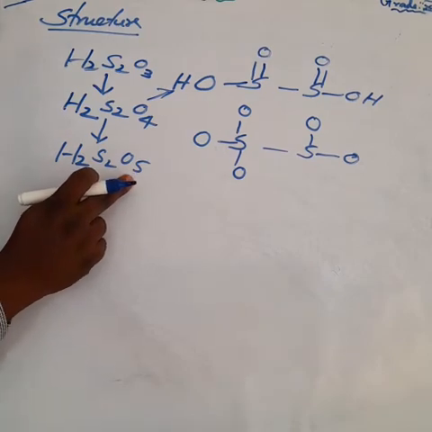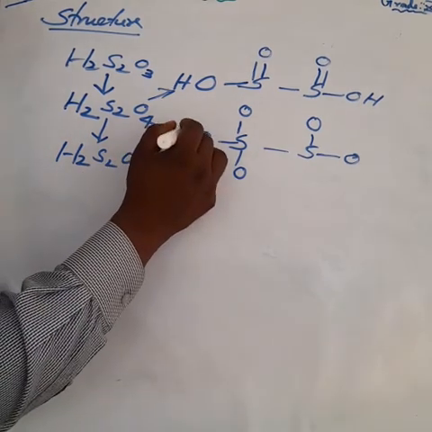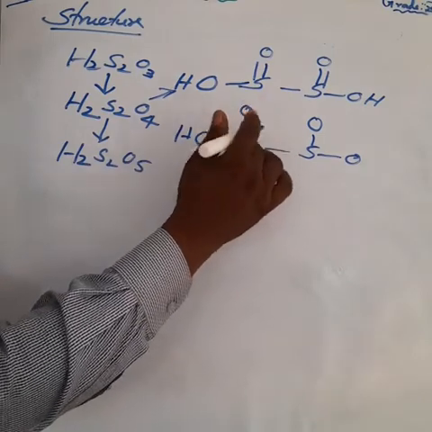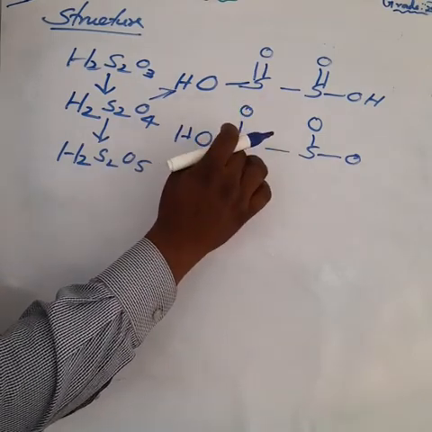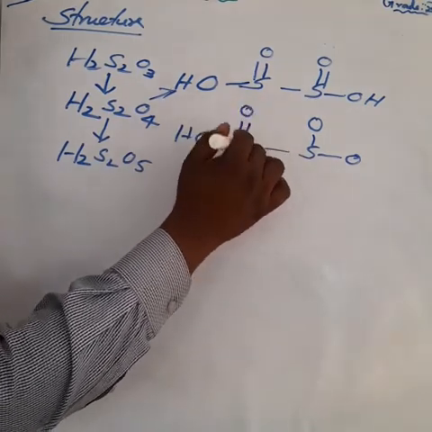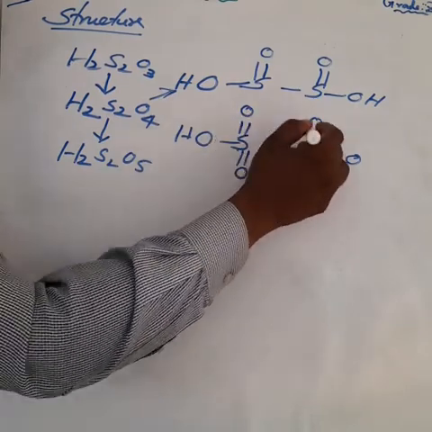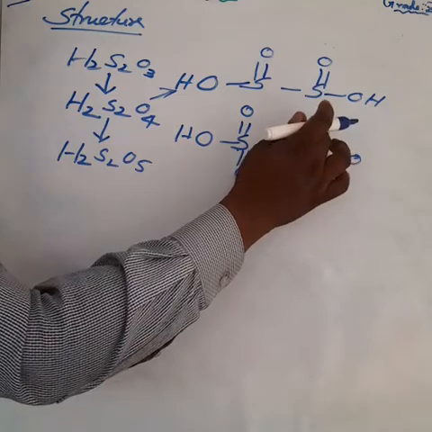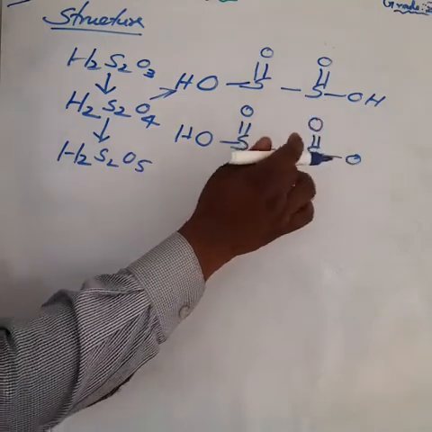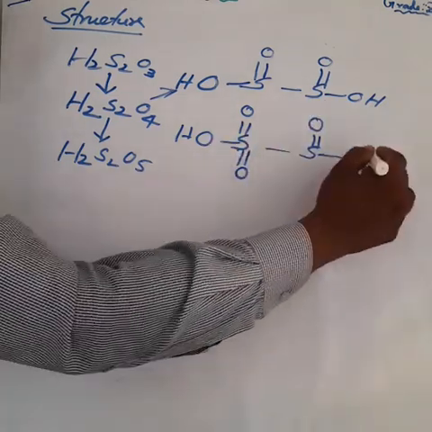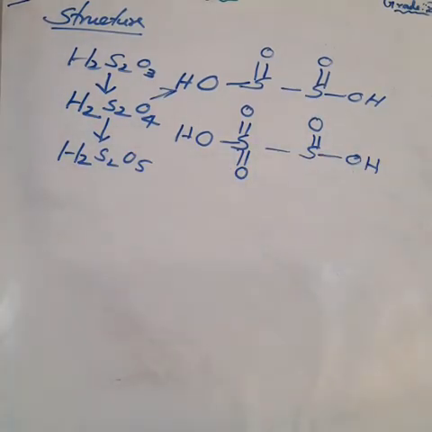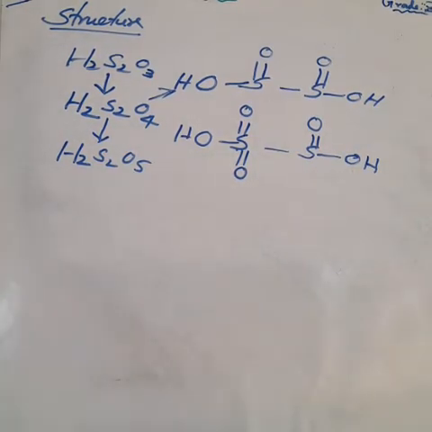Next, which bond? Double bond. Sulfur oxygen double bond. Am I right? Sulfur oxygen double bond. Next, sulfur oxygen, one more single bond, another one also having hydrogen. Next side, another hydrogen. The structure is over.